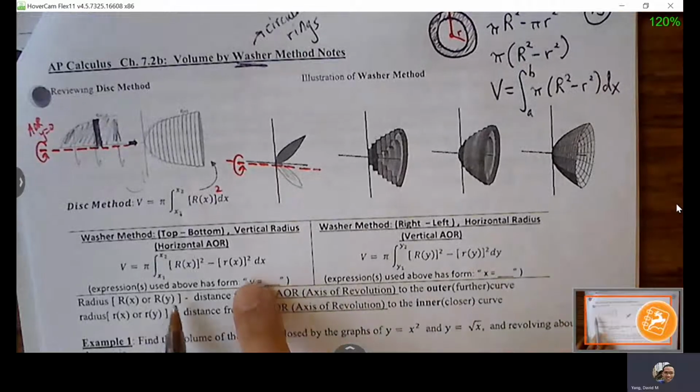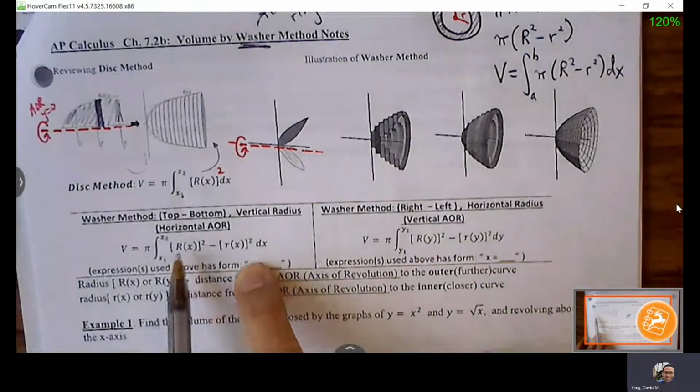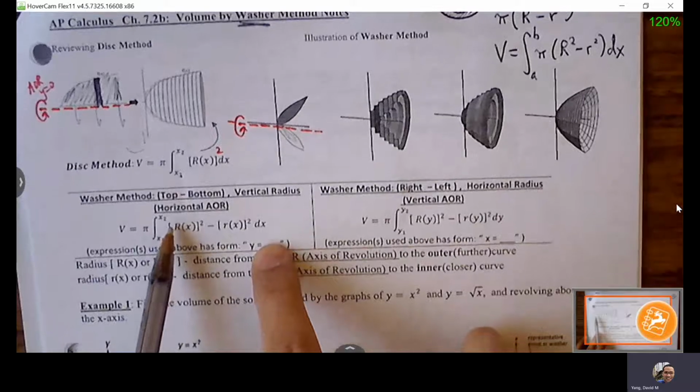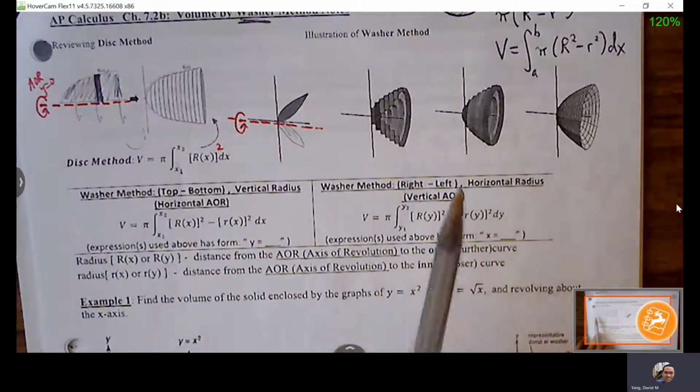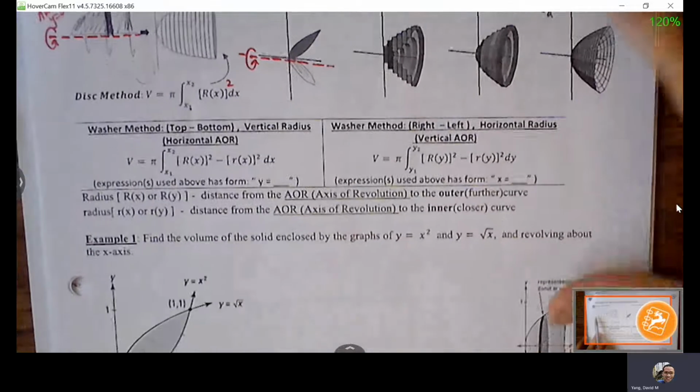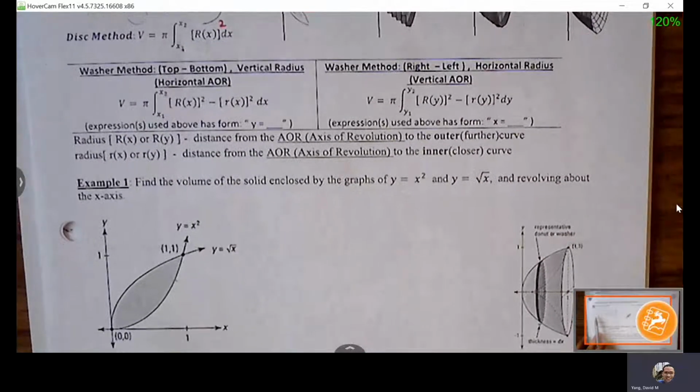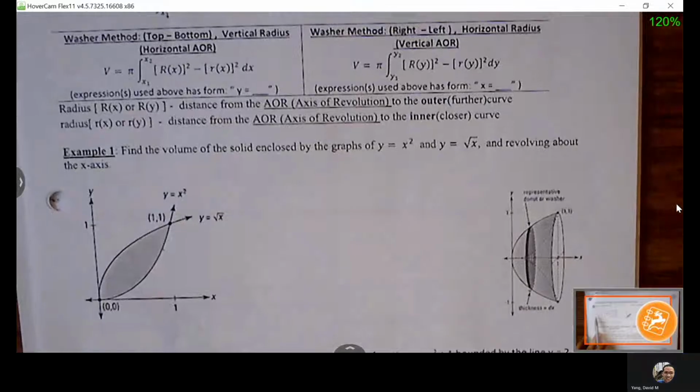Okay, so we're going to explore the top minus bottom first because these are the ones that are a little bit easier. And then we'll explore the right minus left, which requires a little bit more rearranging and adjustment of our equations. Okay, so let's look at example 1 here.